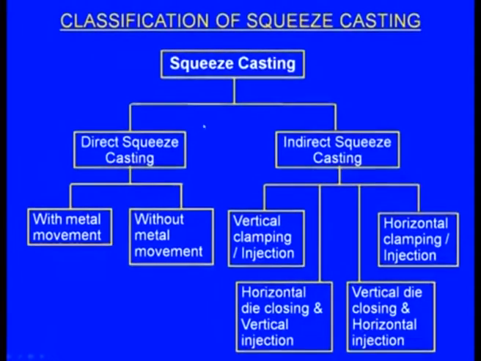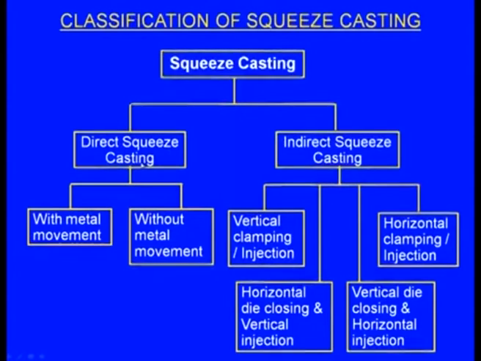This feeding system is not part of the casting. The pressure is applied on this feeding system, and this feeding system in turn applies pressure on the part being solidified. So we have seen the difference between the direct squeeze casting process and the indirect squeeze casting process. Now let us concentrate on the direct squeeze casting process.